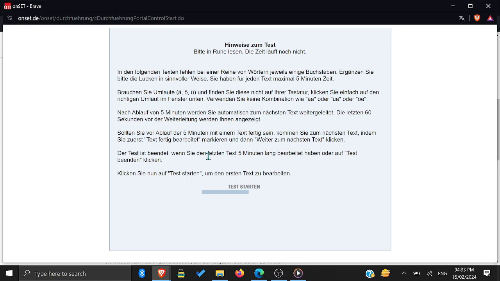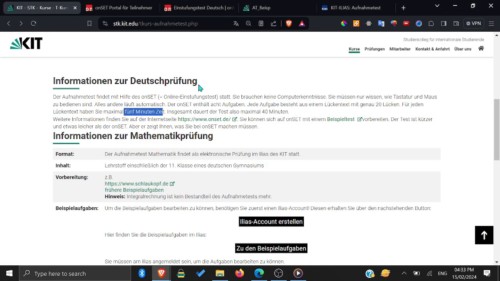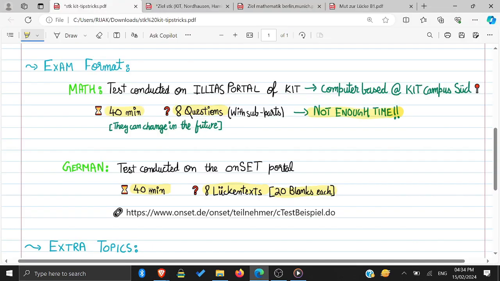So you can't go back and forth. You have 5 minutes per test, and if your 5 minutes are over, it will automatically push you to the next test, and you won't have time to go back, because there's no option to go back and correct your answer. So you take every test as a separate one for 5 minutes and then you move on to the next one. You just read through this because it's written here: 40 minutes, 8 Lückentext, 20 blanks each.